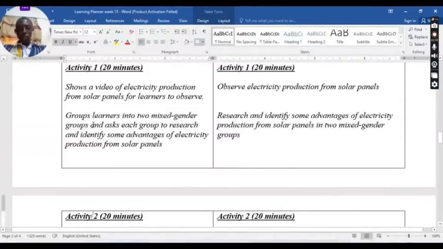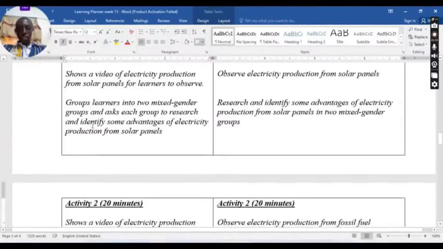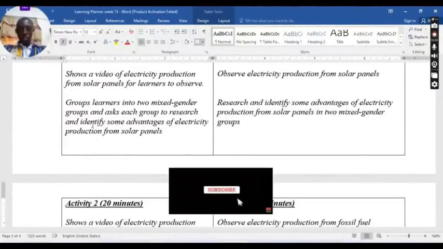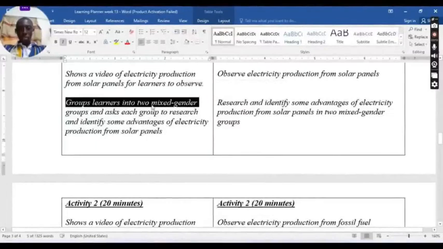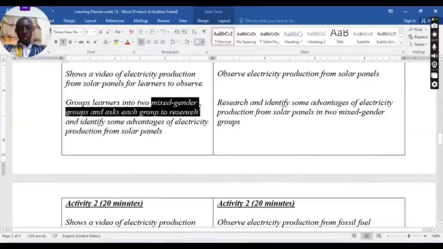In the activities, you have to consider GESI, which means gender equality and social inclusion, social and emotional learning, SEN, special educational needs. You have to consider them, including 21st century skills and national values. In this activity, you have to mix them up. So in each activity, they should learn one or two or more of these. Now let's look at the second part. Group learners into 2 mixed gender groups. So mixed gender, that's GESI. Female, male, mix them up.